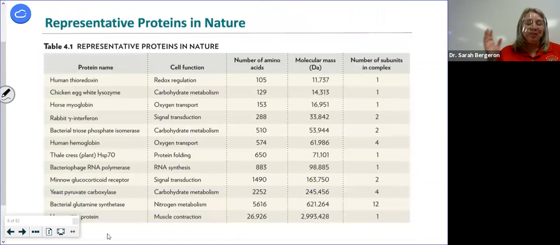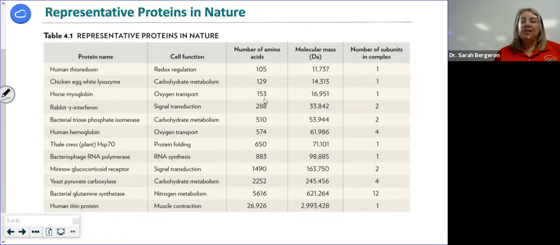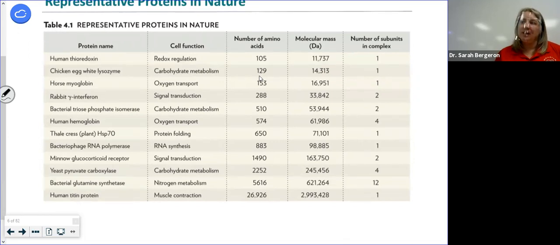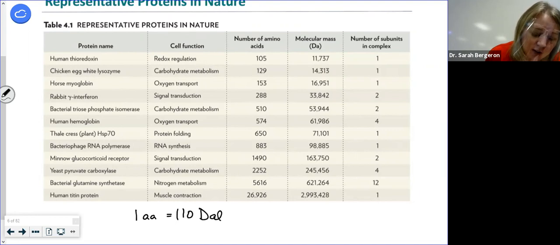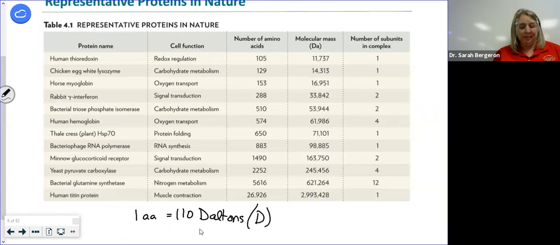Okay, so here are just a smattering of some proteins. You have the protein name and what that protein does inside of the cell. Next to it are the number of amino acids found in that protein. Let's see if I can move this up. Each amino acid has a certain mass, right? And so we say the mass of one amino acid is equal to about 110 Daltons. So it's a unit of mass measurement.